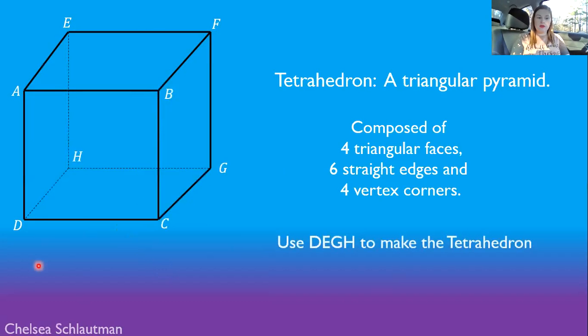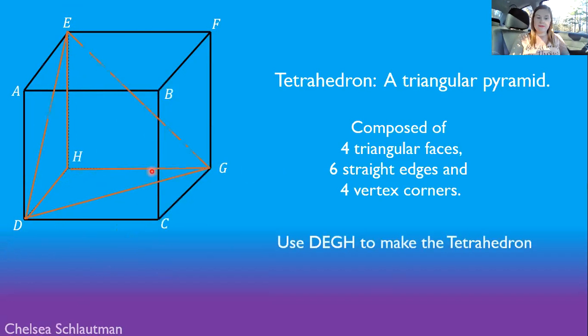So we're going to use the angles D, E up here, G over here, and H here. We're going to use all of those to make a tetrahedron. So as you can see here, we used all of those angles from D, E, G, and H to make that tetrahedron in there. And again, the faces, there's 4 faces.